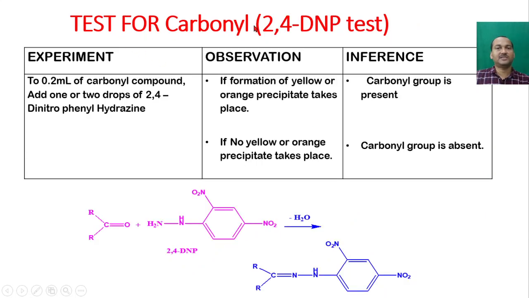The next is a test for the carbonyl functional group. We have to go for the 2,4-dinitrophenylhydrazine test, the DNP test. Take 0.2 ml of carbonyl compound, add 1 or 2 drops of 2,4-dinitrophenylhydrazine. The carbonyl compound reacts with 2,4-DNP to give a hydrazone derivative, which is a yellow or orange precipitate. If no yellow or orange precipitate forms, the carbonyl functional group is absent.